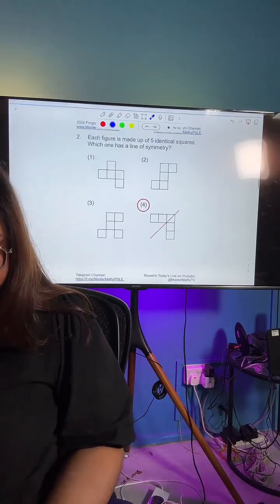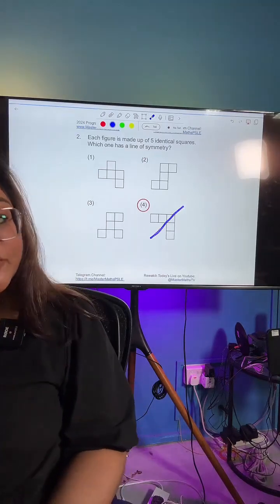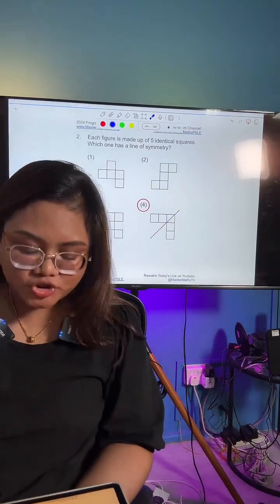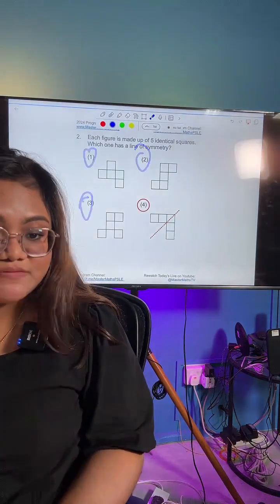Question number 2, we want to find the line of symmetry. So only number 4 here has a line of symmetry, which means the line acts as a line for a mirror image. No other options here have lines of symmetry.